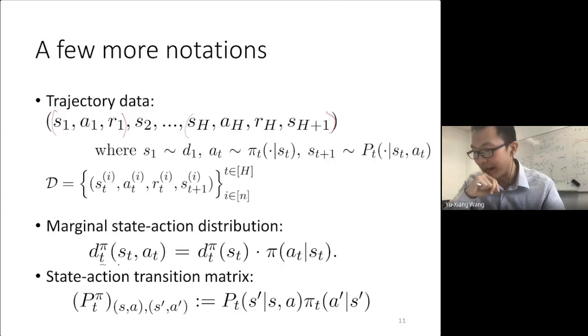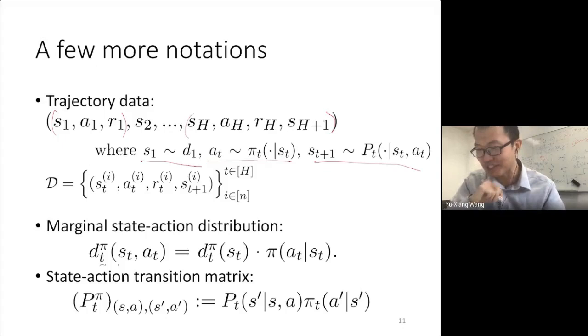And the corresponding distribution would be the state one drawn from some distribution. You take the action according to pi, and then you transition to the next state while observing the R. So when we have an index I on top of each one of these notations, we're referring to the I-th trajectory. Just bear with me. There are a couple more notations.